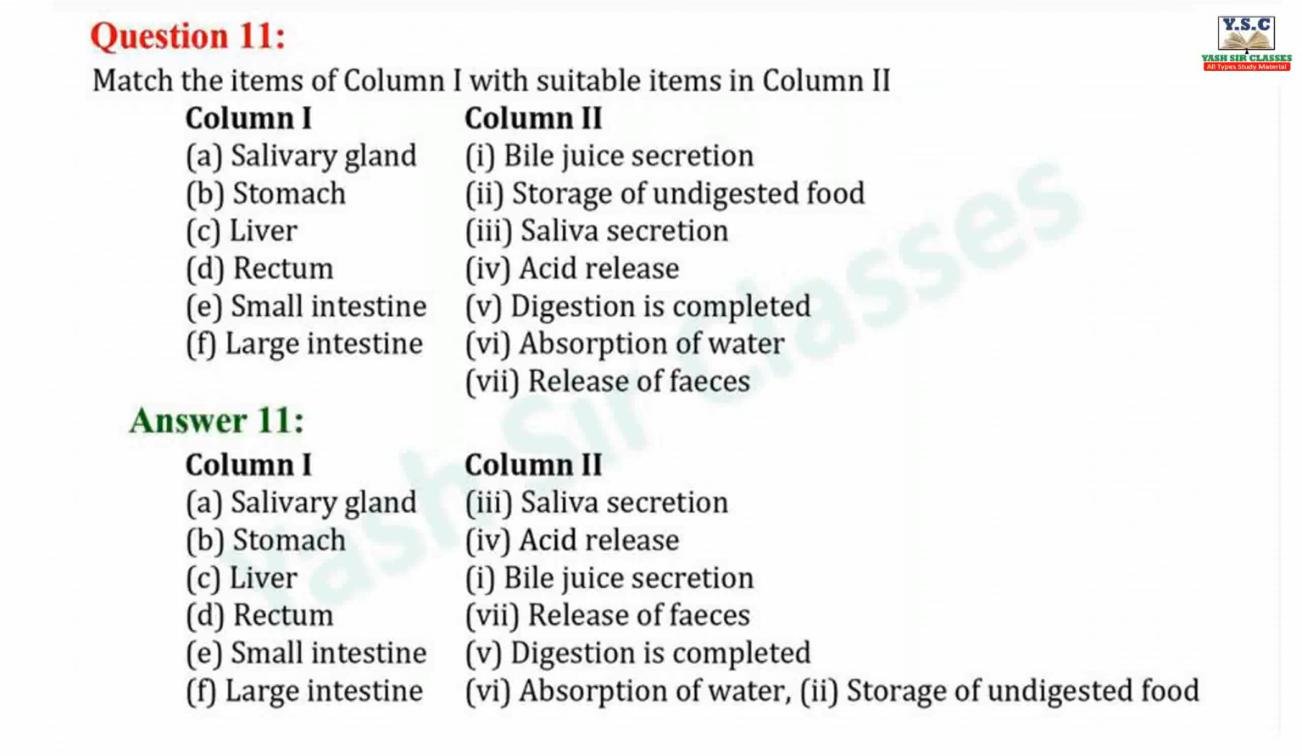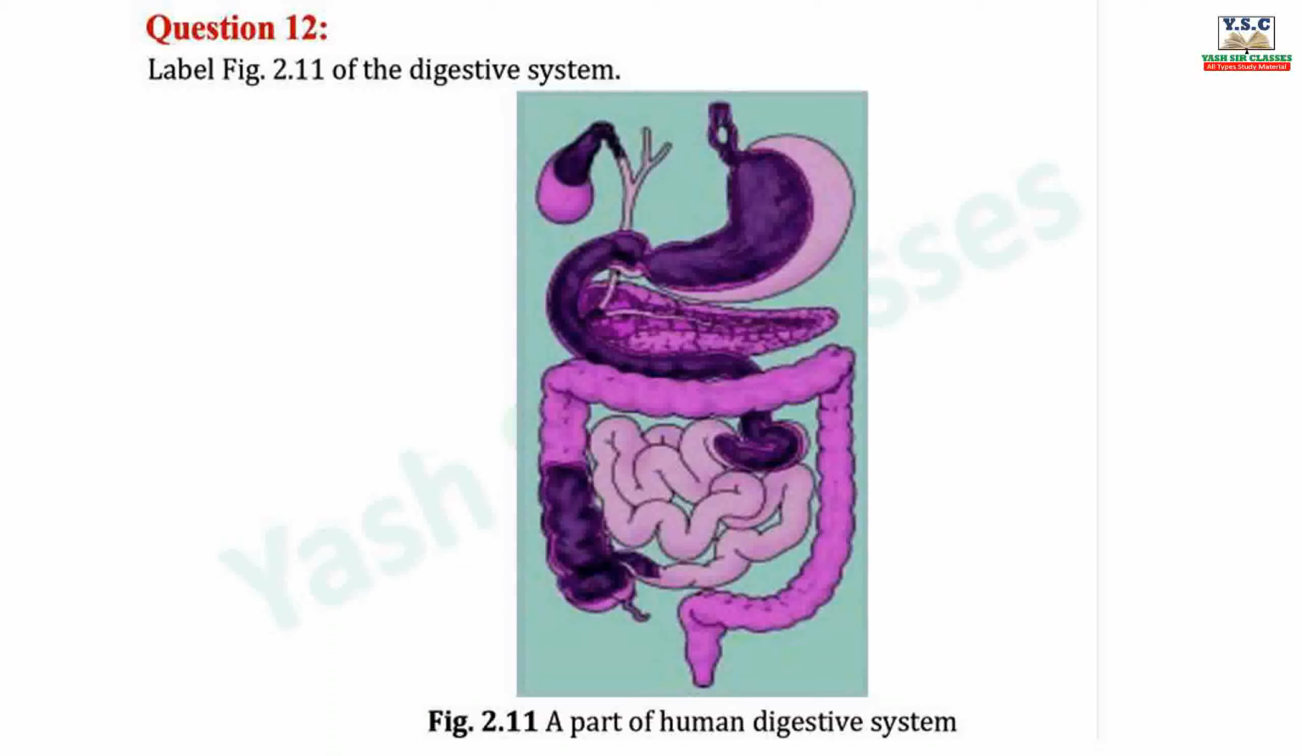Answer. A. Salivary gland: third, saliva secretion. B. Stomach: fourth, acid release. C. Liver: first, bile juice secretion. D. Rectum: seventh, release of feces. E. Small intestine: fifth, digestion is completed. F. Large intestine: sixth, absorption of water. Second, storage of undigested food.